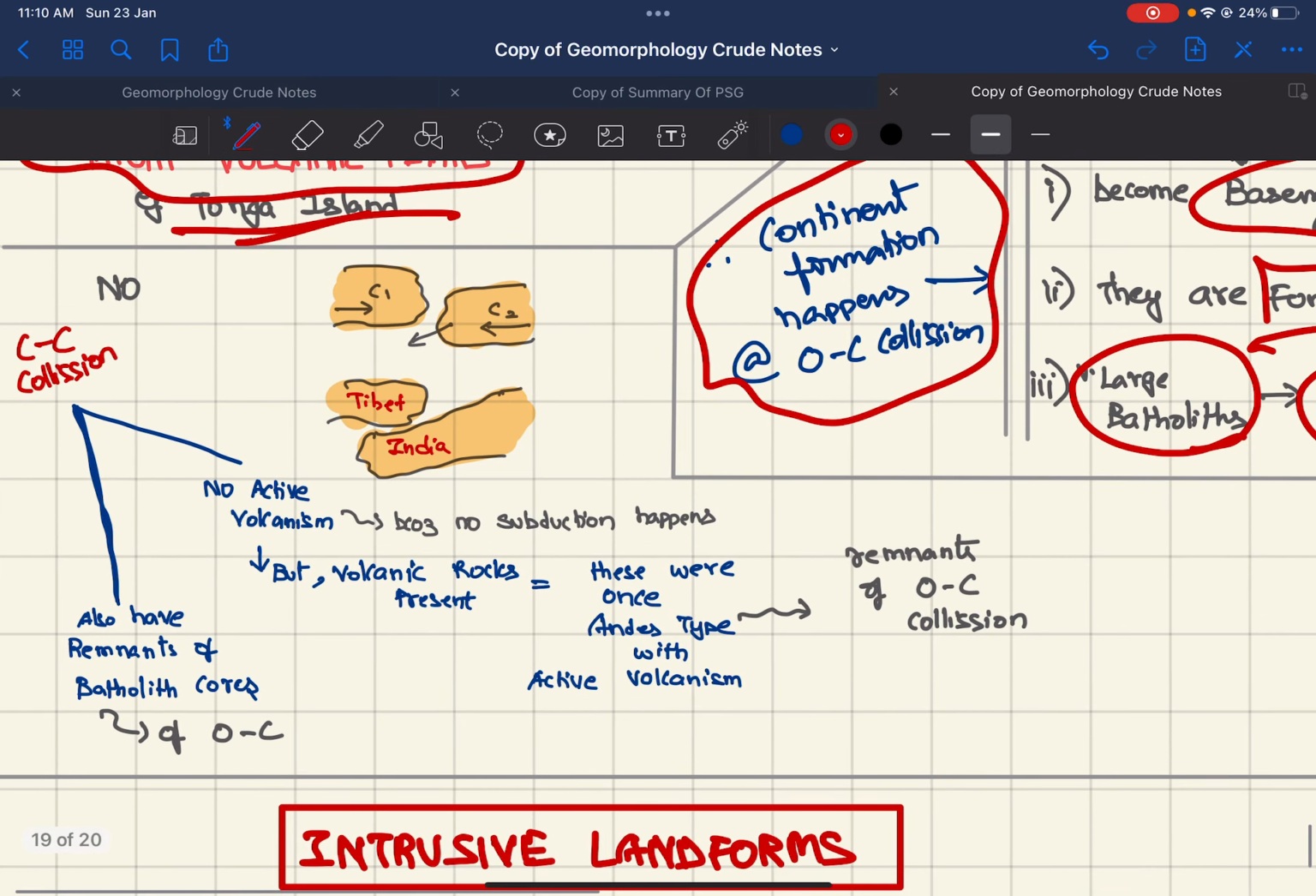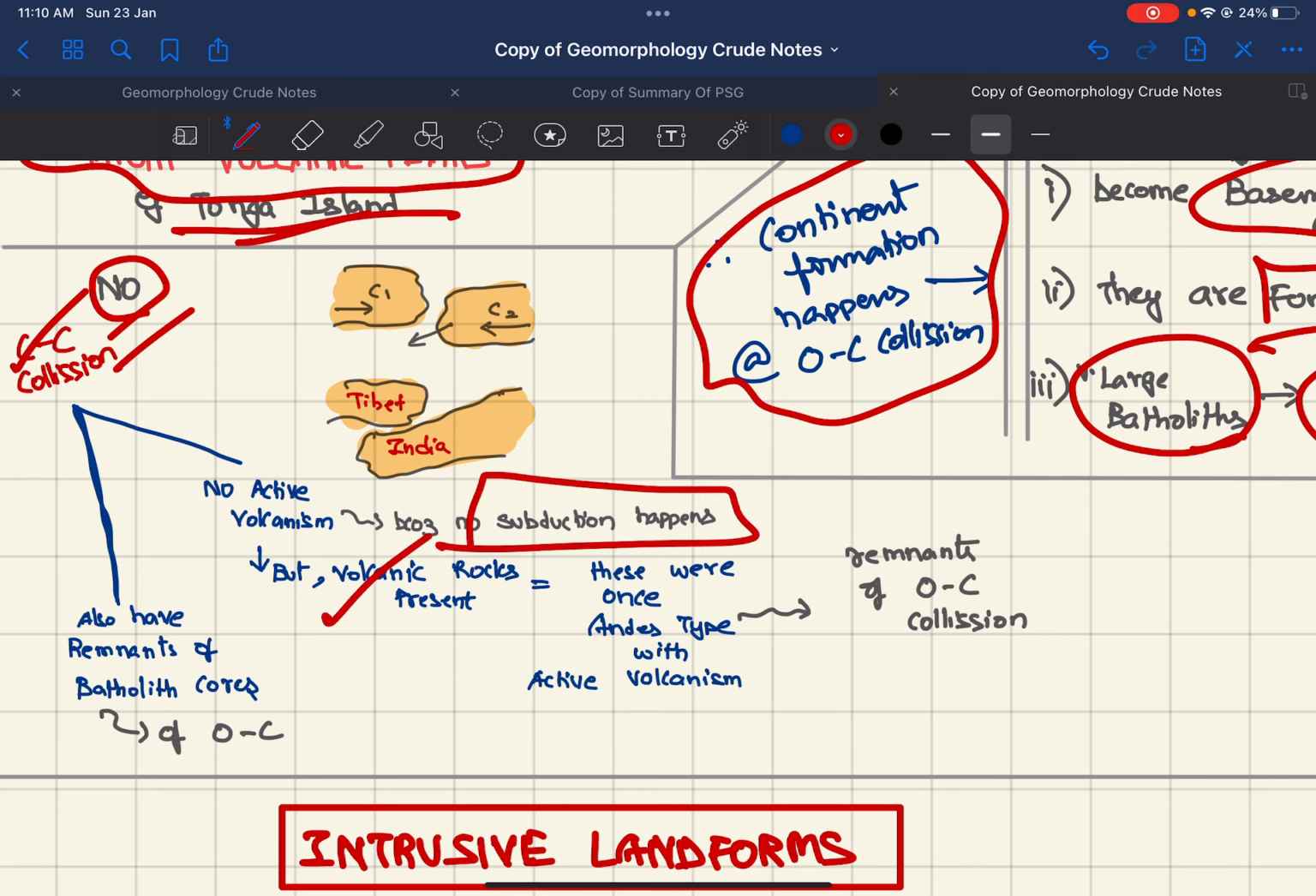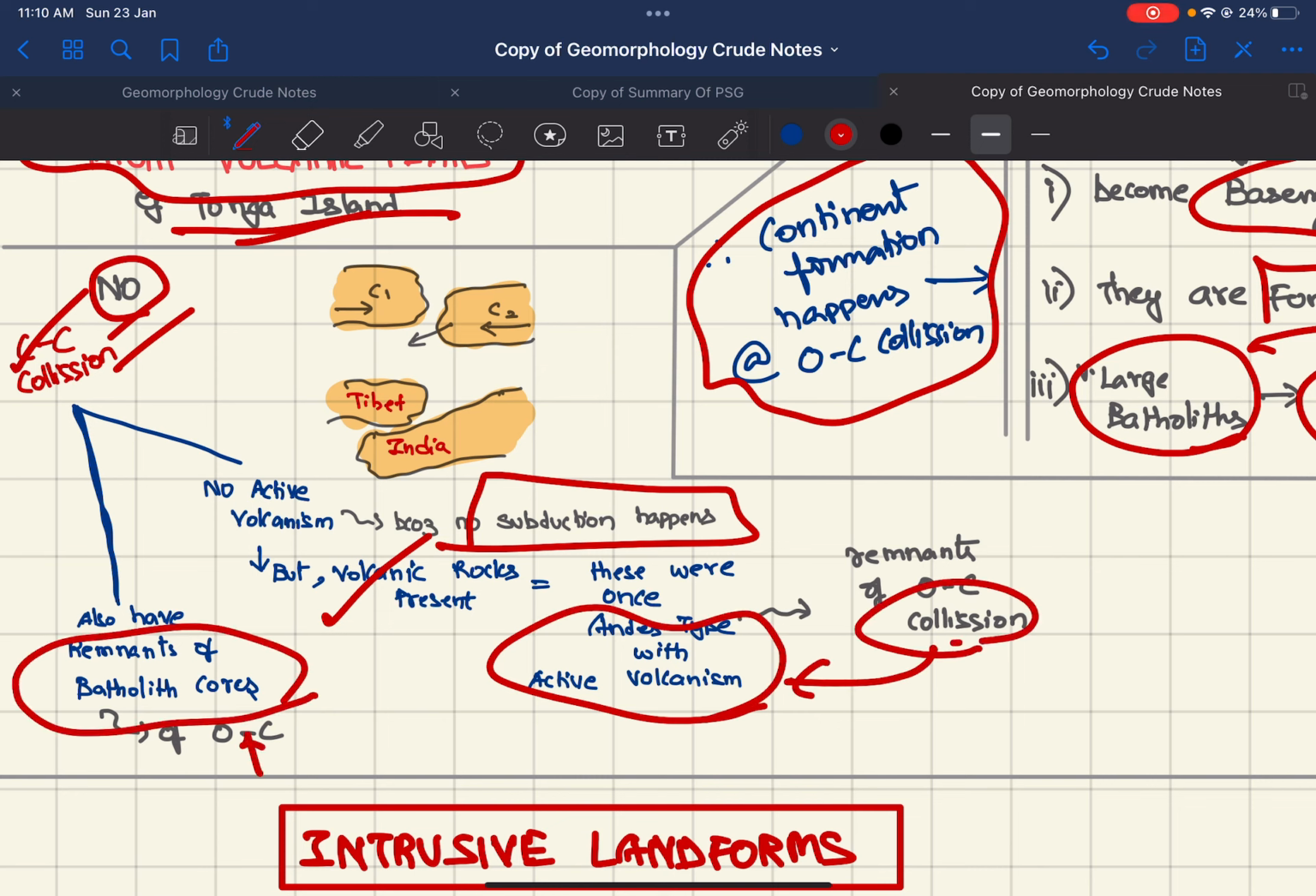And coming to the next type, that is continent-continent collision. We know there are no earthquakes or volcanism. There is no volcanism but only earthquakes here because no subduction is happening here. But volcanoes will be present because these are the Andes type leftover mountains from the OC type collision. Also the remnants of the batholith core will be present in this.